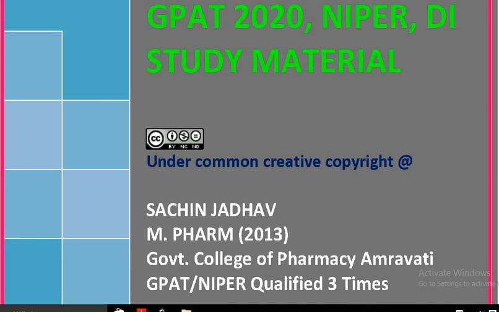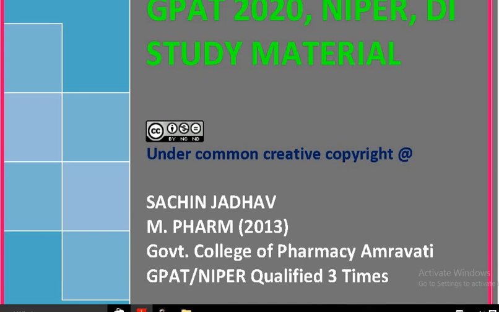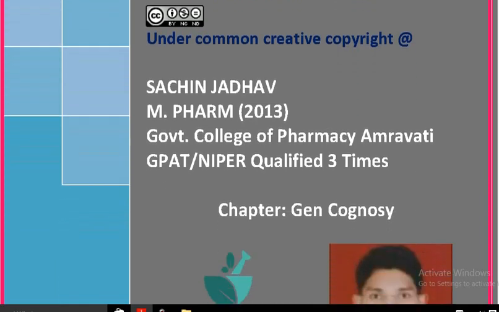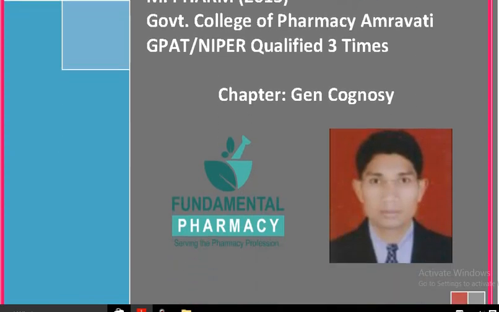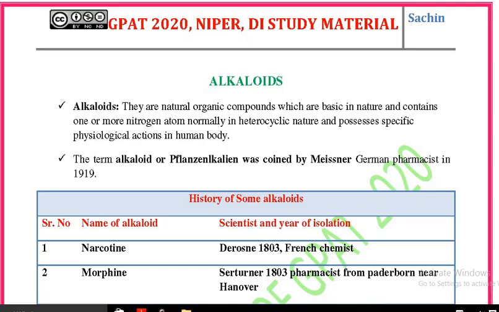So today we are going to discuss the alkaloids, various types of alkaloids and their bioprecursors. This is an important point as far as GPAT, NIPER, drug inspector and pharmacist exams are concerned.